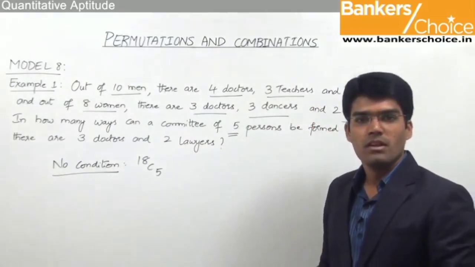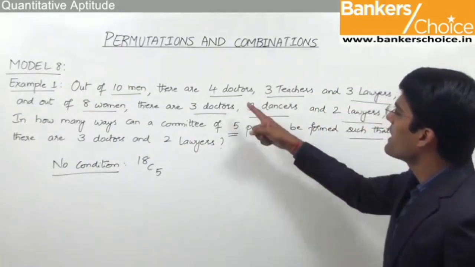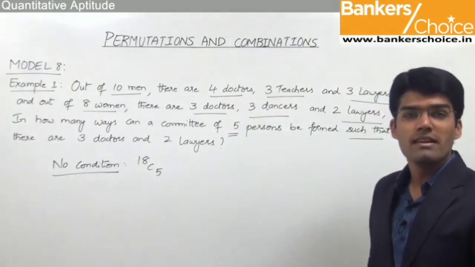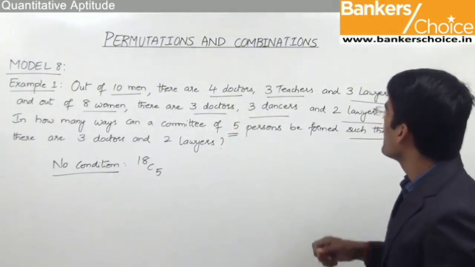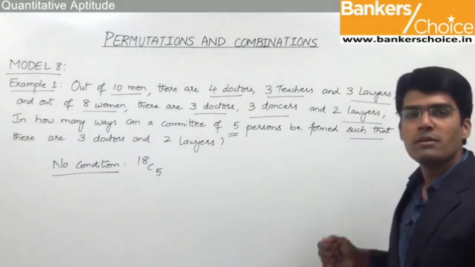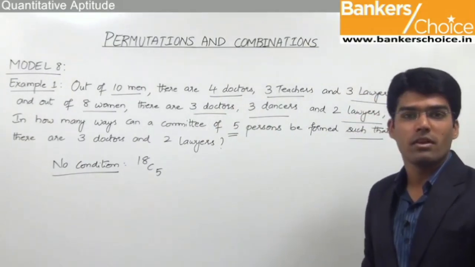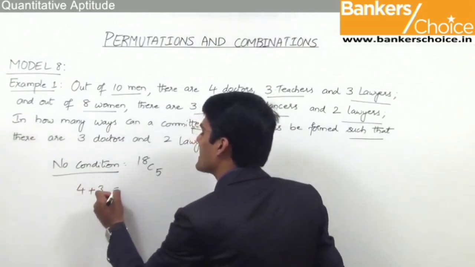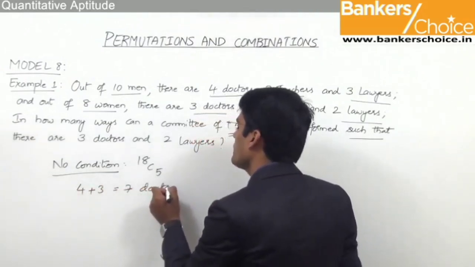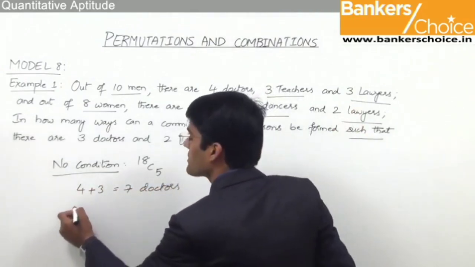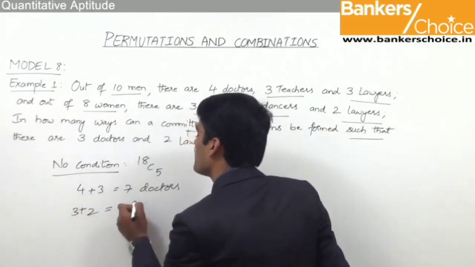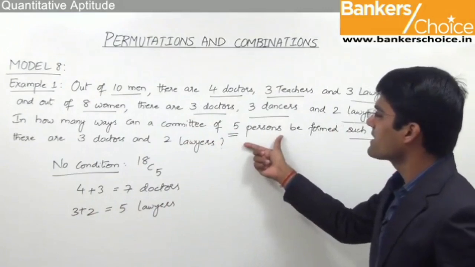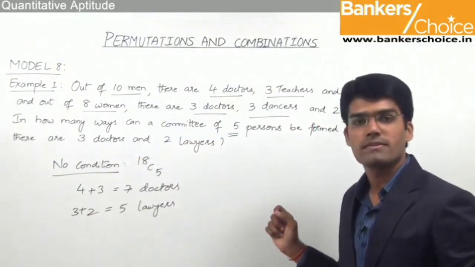Now altogether if we observe, we have 4 male doctors and 3 female doctors. So in total we have 7 doctors. And we have 3 male lawyers and 2 female lawyers. That means in total we have 5 lawyers. So out of these 18 persons, there are 4 plus 3, that is 7 doctors, and 3 plus 2, that is 5 lawyers. Now we need to form a committee of 5 persons such that there are 3 doctors and 2 lawyers.